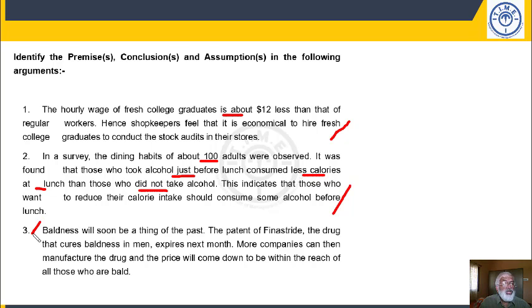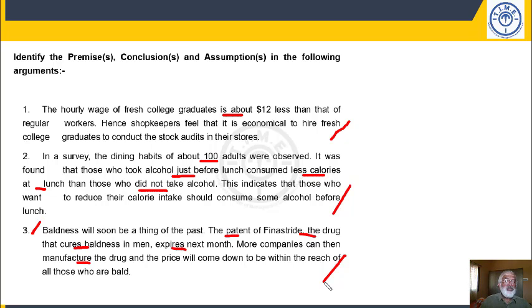Okay, so now he's telling me that there is a drug, and that drug cures baldness in men. That drug has a patent which expires next month. Now, if the patent expires next month, then the understanding is that more companies can then manufacture the drug. And the further understanding is that if more companies manufacture the drug, then the price will come down to be within the reach of all those who are bald. And baldness will soon be a thing of the past.